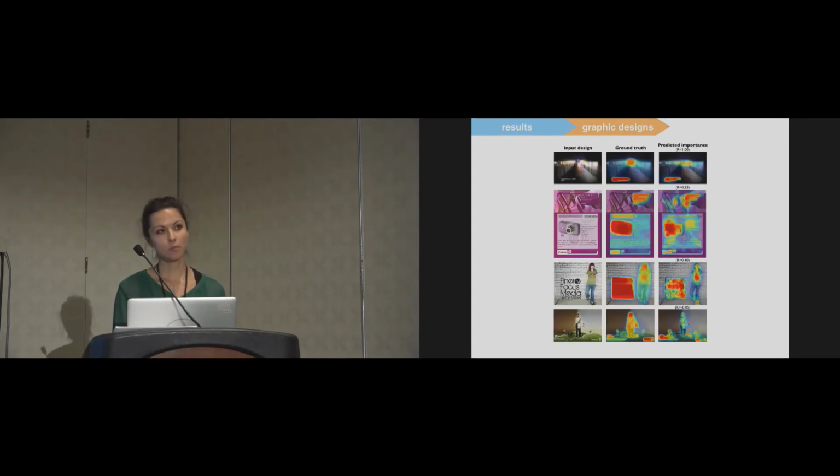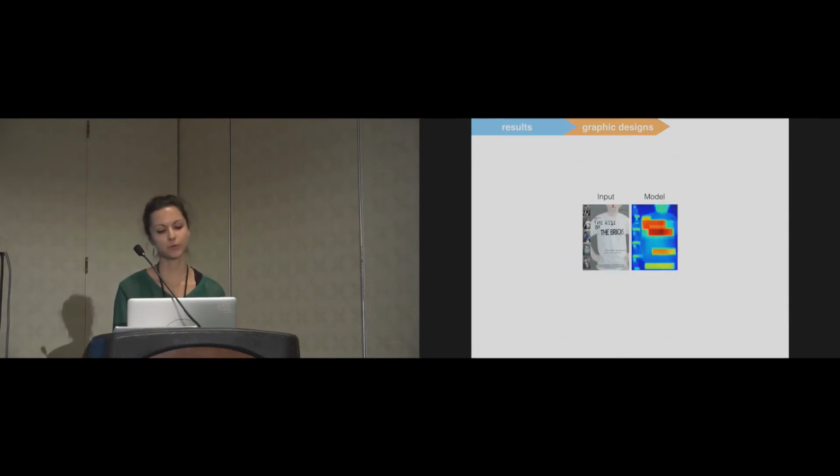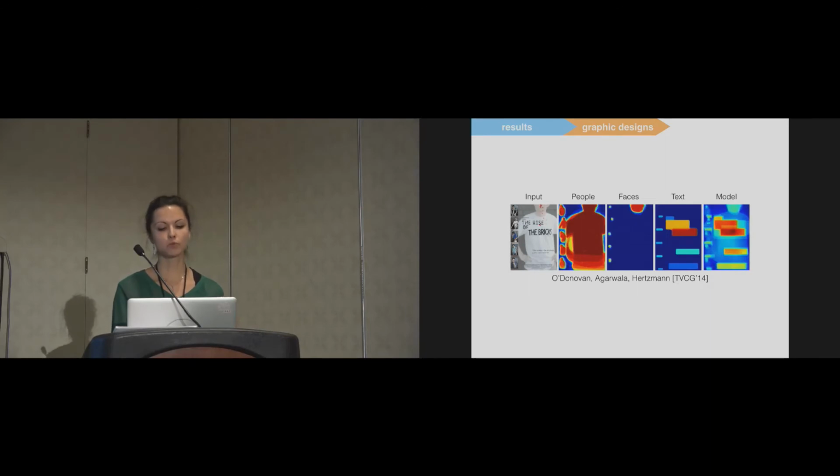For graphic designs, our model learns to distribute importance across visual and text elements. Sometimes we underpredict the importance of the text relative to the visual, and sometimes we overpredict. But which element is more important is sometimes design dependent and might depend on what is more informative in a particular design, and that might require higher level reasoning. For graphic designs, we compared to the model of O'Donovan and colleagues, which also produces importance maps for designs, but crucially at runtime requires ground truth annotations of people, faces, and text, which means it's not fully automatic.